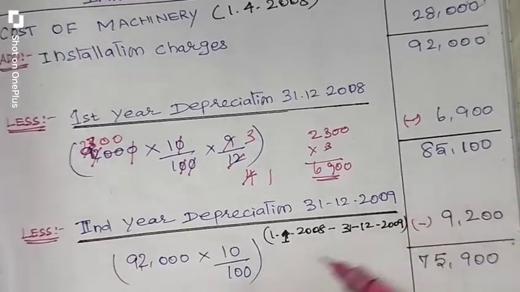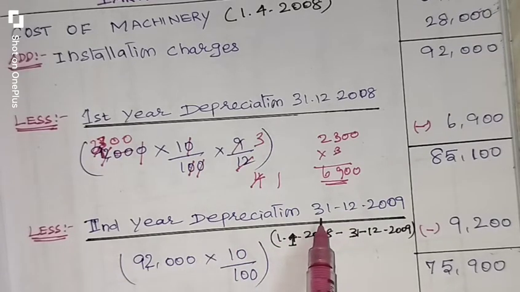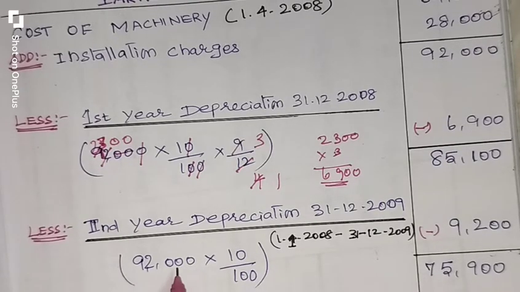85,100. Now we are going to find out the second year depreciation. The closing accounting period is 31st/12/2009. So we have to calculate 1/1/2009 to 31st/12/2009. So here we have the whole full year. So from 92,000 we have to find out 10% depreciation. Listen, why do we take 92,000? Because we are going to follow the straight line method. Whenever you follow the straight line method, you have to use the original cost of the asset to find the depreciation.